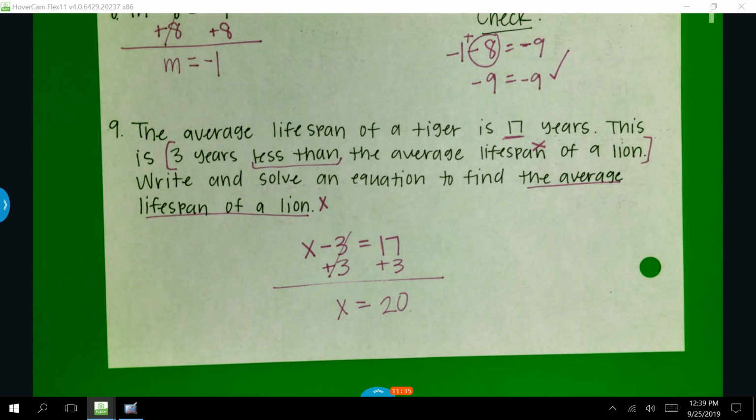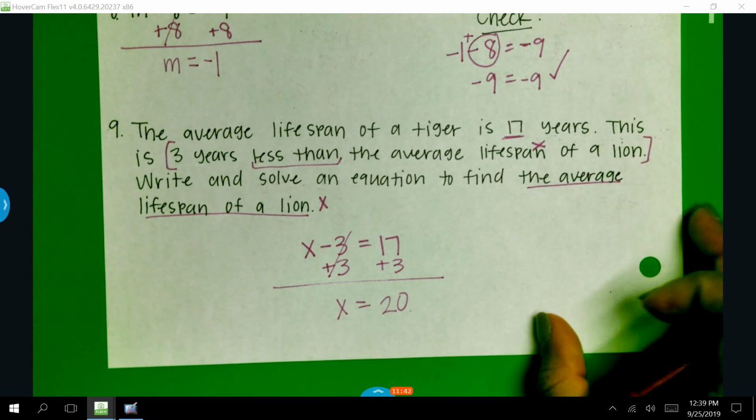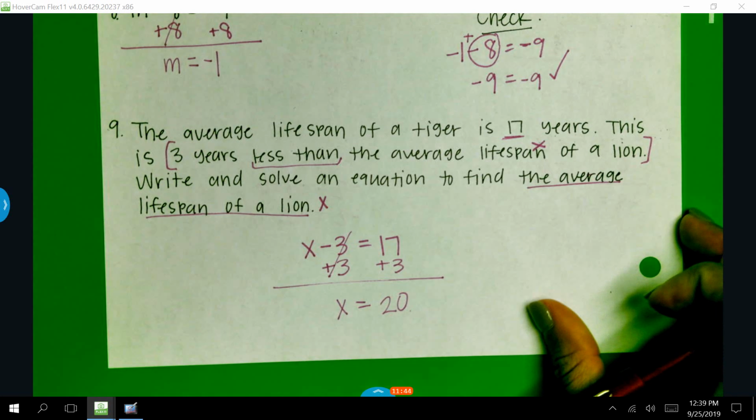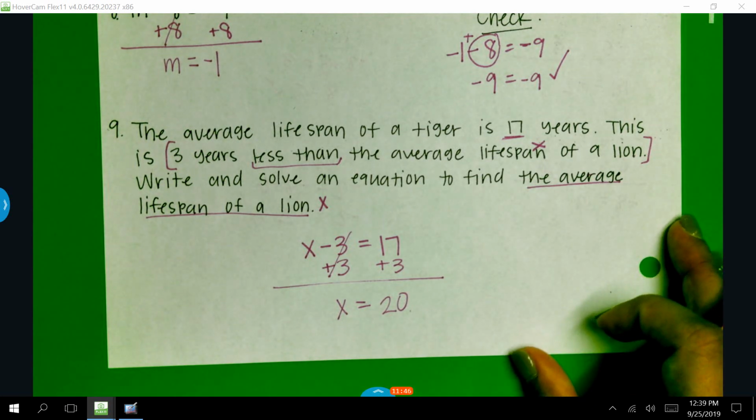Is 20 years an actual lifespan of a lion? I have no idea. No, I did not. I think I got it from the book. I think. Somewhere. Maybe I made it up. I don't know. I did it last year.